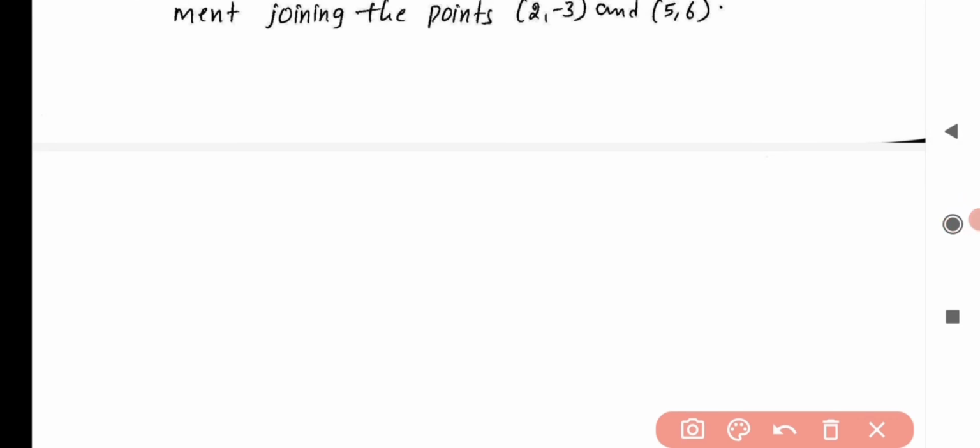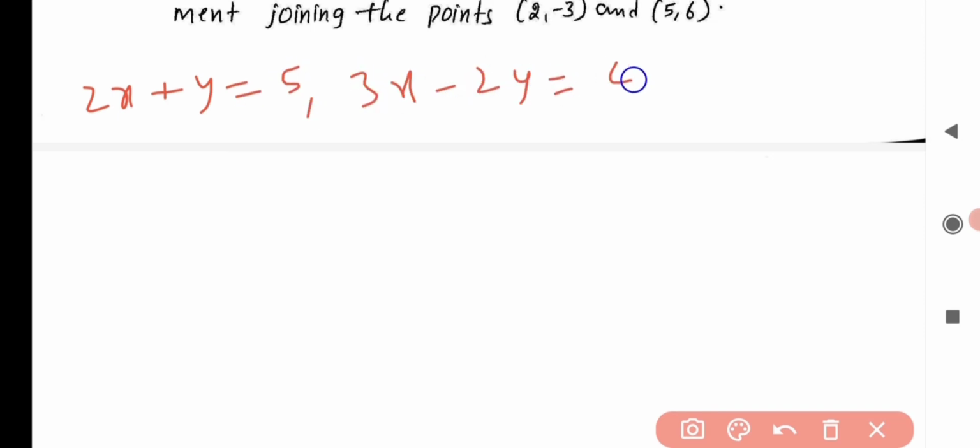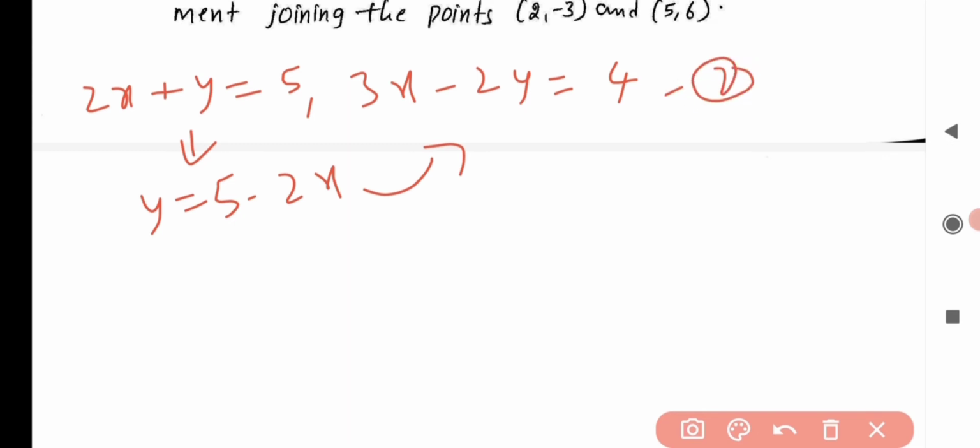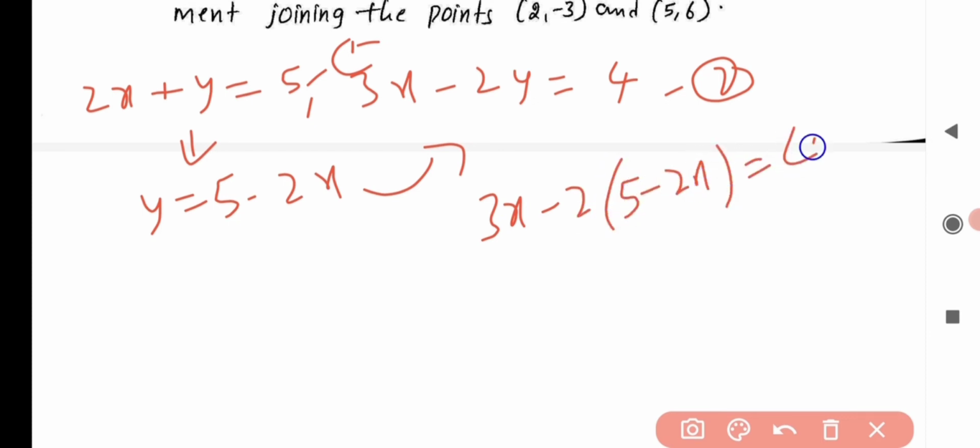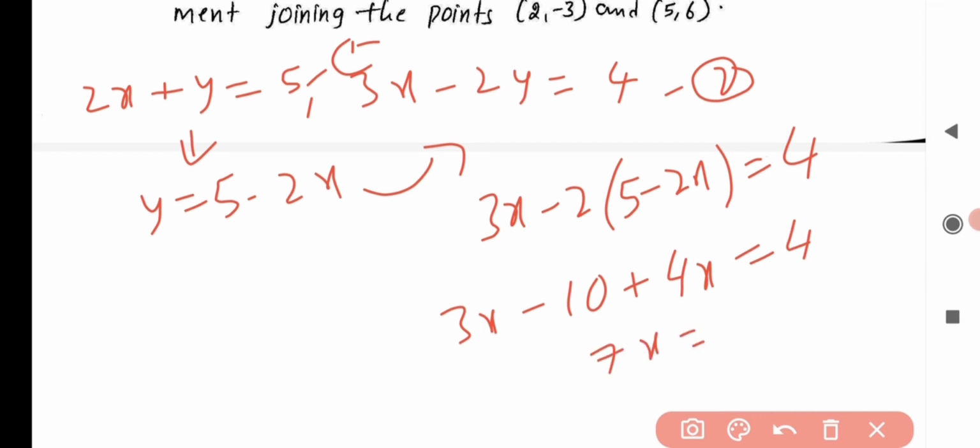Substitution method. So 2x plus y equals 5. Another equation, 3x minus 2y equals 4. From this equation, y equals 5 minus 2x. This 5 minus 2x is substituted in the second equation. So 3x minus 2 into the y value 5 minus 2x equals 4. 3x, 2 5s are 10, plus 2 2s are 4. So plus 4x equals 4. 7x equals, this minus 10 changes to the RHS as plus 10, this is 14. So 7x equals 14.